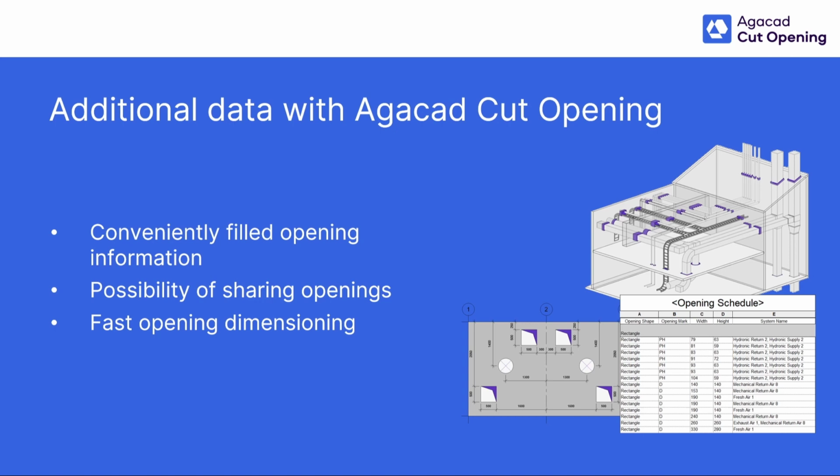So, as a conclusion of this chapter of the presentation, the information in the openings is conveniently filled, so you always know to which system the opening belongs to, and it's easy to track those. You have a possibility to share those openings with other trades or with your colleagues for opening coordination. And cherry on top, you get a fast dimensioning, but not only of openings, any of the models, depends on how swift you will be with the configurations.